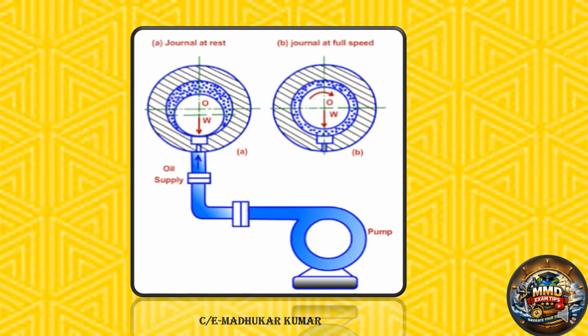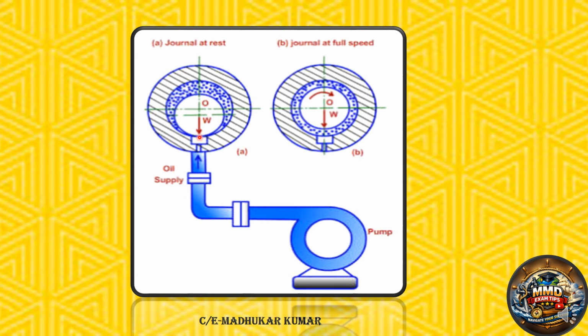Here you can see this is the pump which is taking suction of the lube oil and allowing the supply. And here you can see the journal bearing system. It is at rest. The first condition is at rest. The contact is already there. You can see the weight of the journal is on this, and there is contact here.